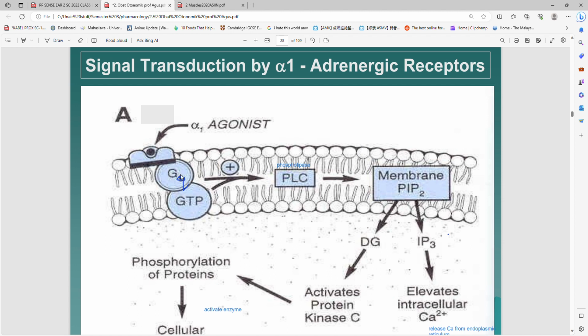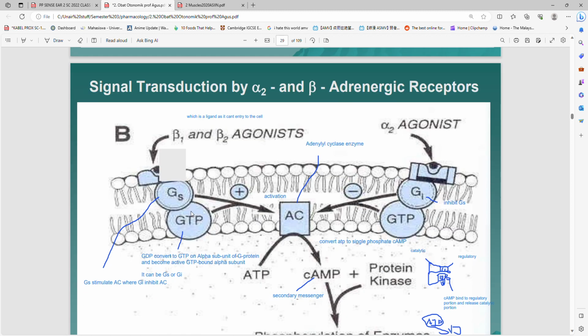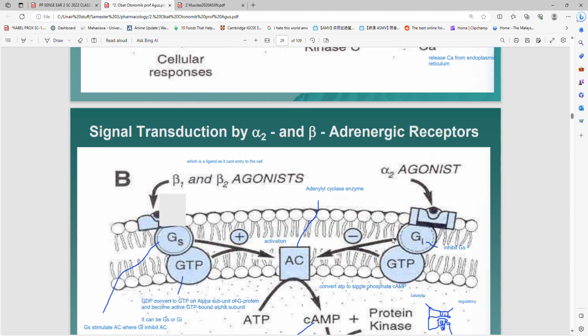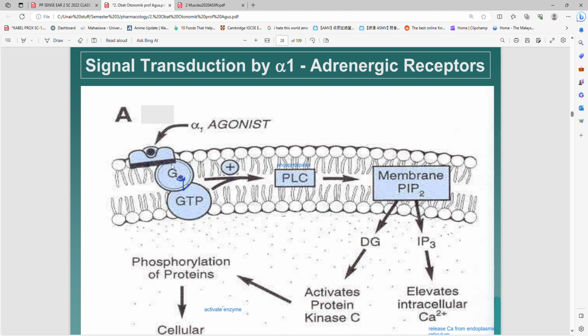there are three types of G protein-coupled receptors found in our cell membrane. We have the Gq, Gs, and the Gi. So first, I'm talking about Gq. The Gq protein receptors are found in the alpha-1 receptors, which cause muscle constriction and mydriasis, the dilation of the pupil.